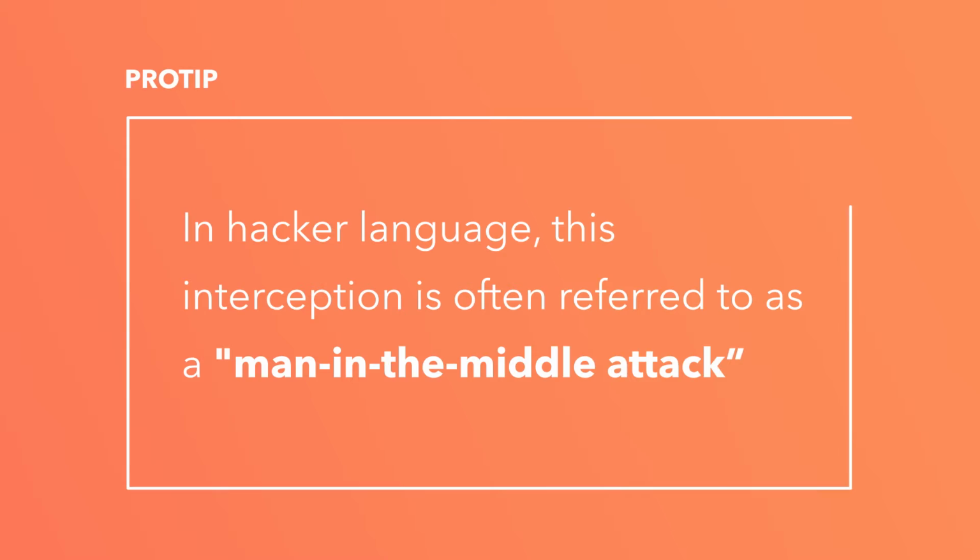When you fill out a form on an unsecure website and hit submit, the information you just entered could be intercepted by a hacker. This information could be anything from details on a bank transaction to high-level information you just entered to register for an offer. In hacker language, this interception is often referred to as a man-in-the-middle attack.